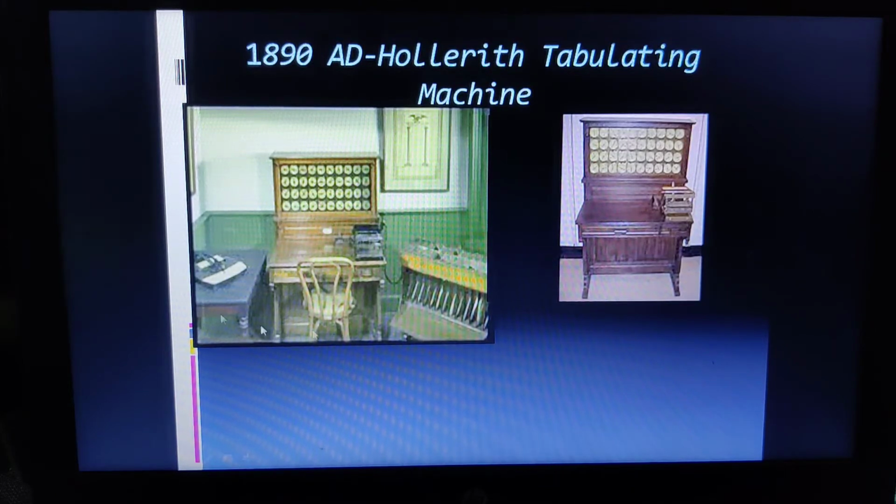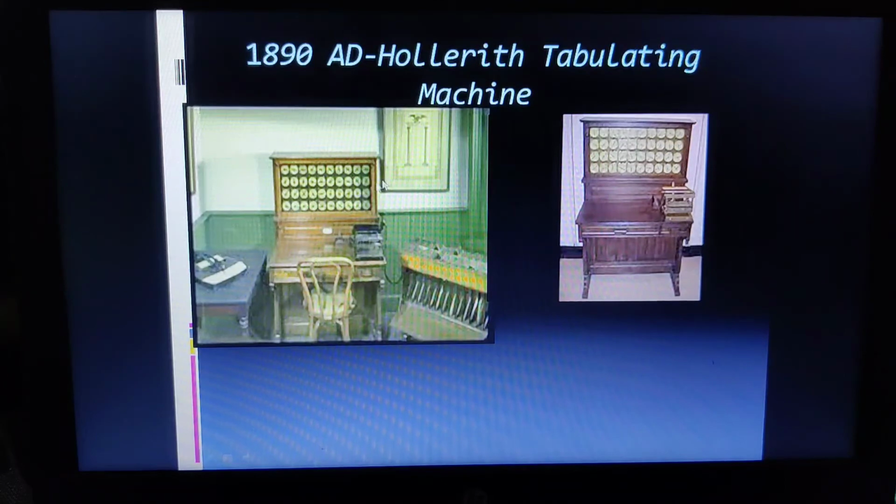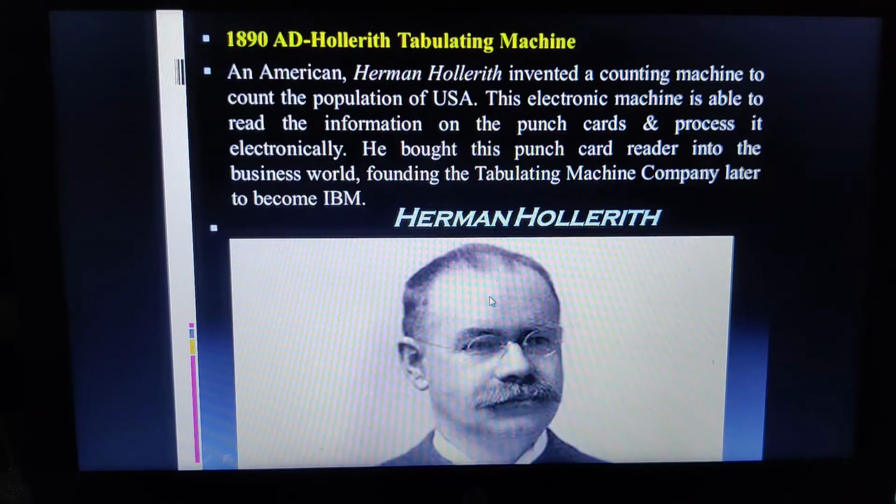This tabulating machine was an electronic machine that was able to read and process the data electronically by making use of the punched cards. That was to count the population of the USA. Therefore, Herman Hollerith brought that punch card into business, and he laid the foundation for the Tabulating Machine Company, which is now famously known as the IBM company.